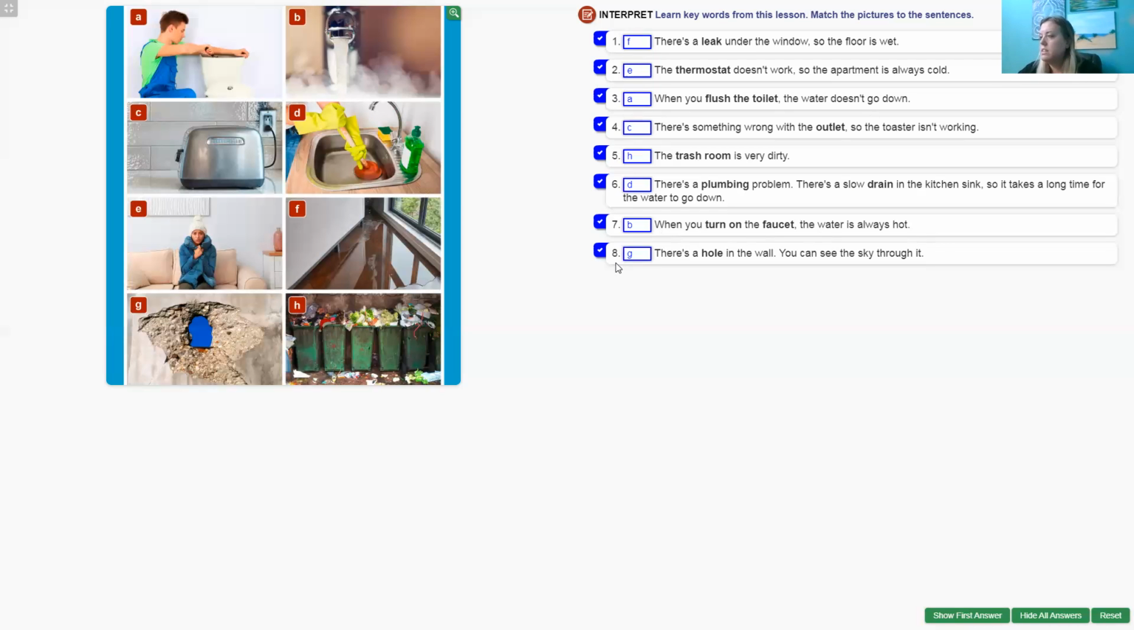And number eight, there's a hole in the wall. You can see the sky through it. This is letter G. This cannot be good. There's a hole in the ceiling or the wall.